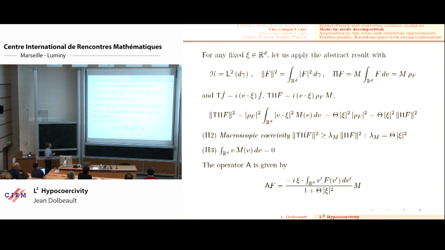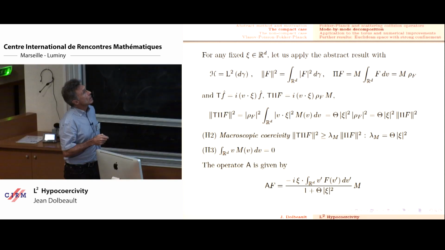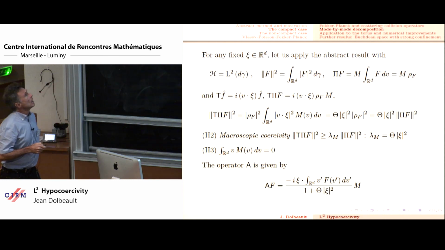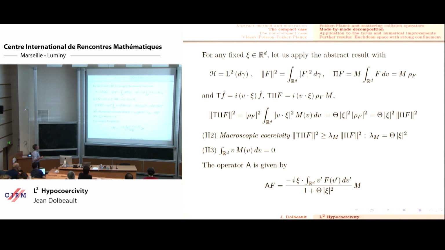Okay, so here I apply the abstract result, but just with the v variable, and I freeze the xi, I take it as a parameter. So it is the mode by mode decomposition. Well, the projection is still the projection on the local Maxwellian. Sorry, I'd say Maxwellian, but you can take more general local equilibria. Say Maxwellian to make things simpler.